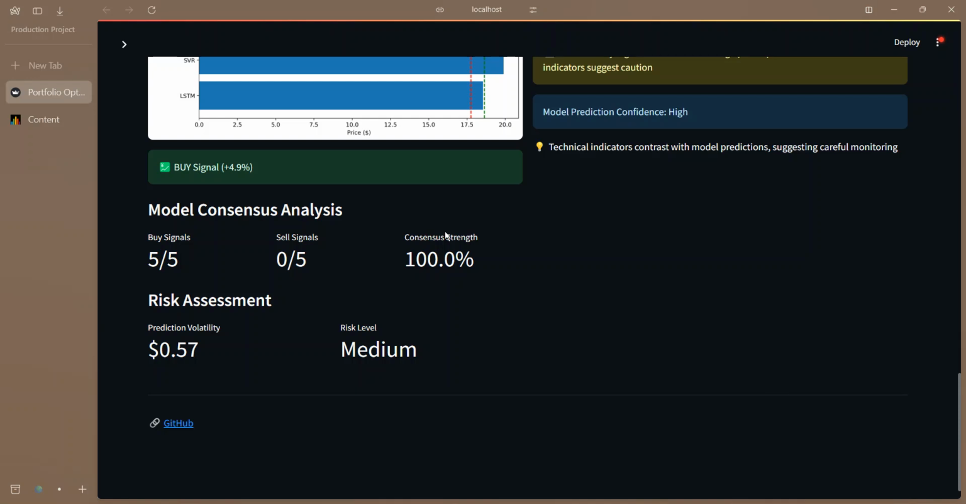And then here we have the model consensus analysis, which would aggregate all of the 5 models' decisions, and then it would give you one decision, or it would unify their decisions.